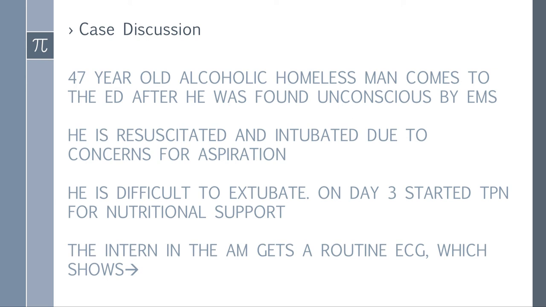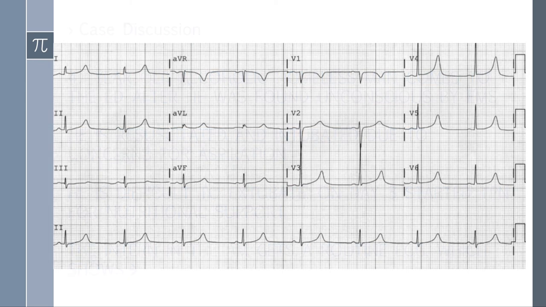The intern in the morning, who's caring for this patient, gets a routine EKG, and it shows this EKG. Now, in this EKG, a lot of you might think, oh, this is a peaked T wave, but the T waves are not bigger than your QRSs, so it's not that. But if you look at where your T wave ends and where your QRS begins, it's a very large interval. So you have a very large QT interval, and that's dangerous.